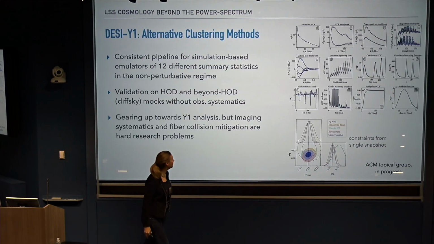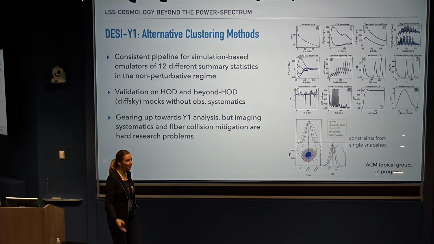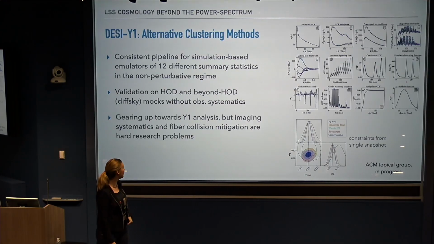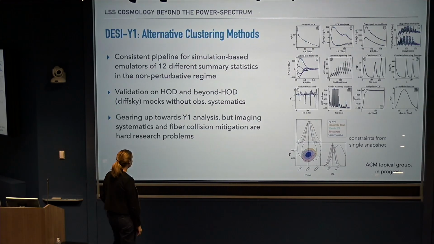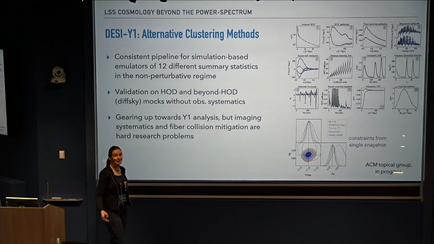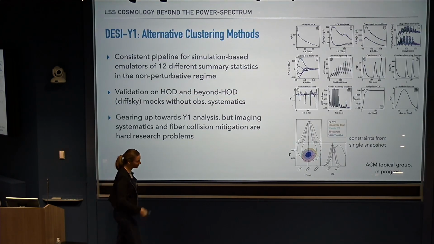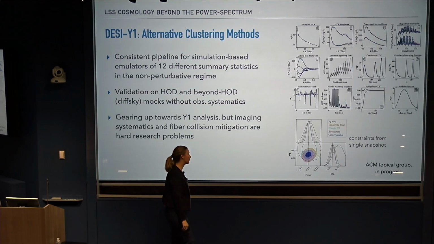And for all of those, they are then using Abacus mocks populated with an HOD to build an emulator of the summary statistics. They have been going through validation on both HOD and beyond HOD mocks, so far without observational systematics. But they are really gearing up to the year 1 analysis, where accounting for imaging systematics and fiber collisions still are some unsolved research problems. So this is far from trivial.